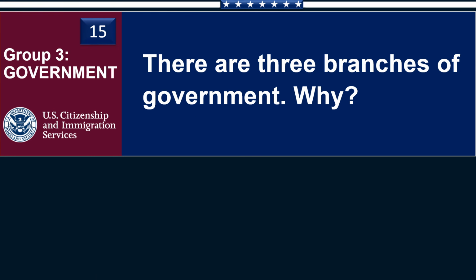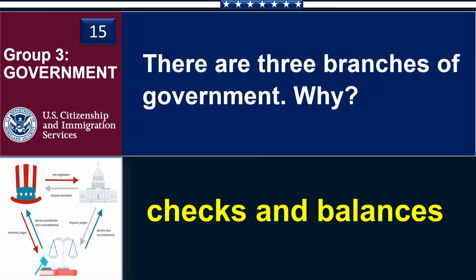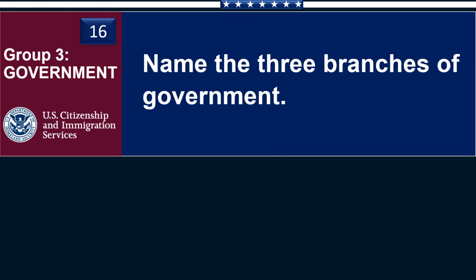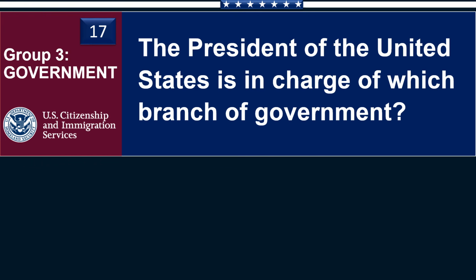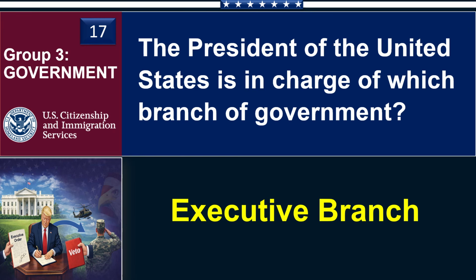There are 3 branches of government. Why? Checks and balances. Name the 3 branches of government. Congress, President, and the courts. The President of the United States is in charge of which branch of government? Executive branch.